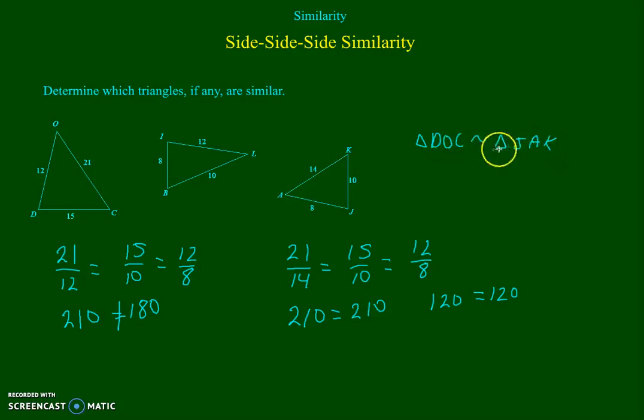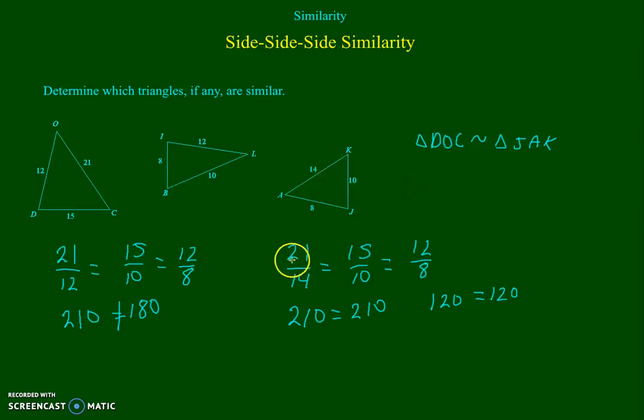Now this similarity statement, of course, is extremely important because it has to identify the corresponding vertices and therefore identify the corresponding side lengths. So DO corresponds to JA, and OC, the longest side, corresponds to AK, the longest side, and then DC, the middle side, corresponds to JK, which is the middle side. So those two triangles are similar.